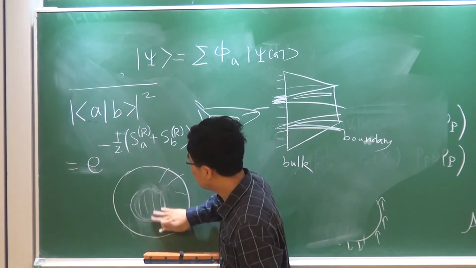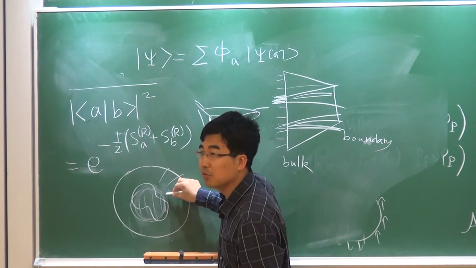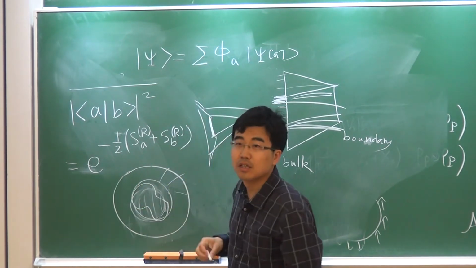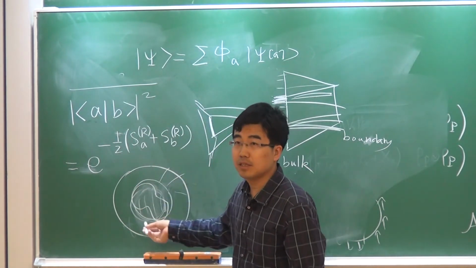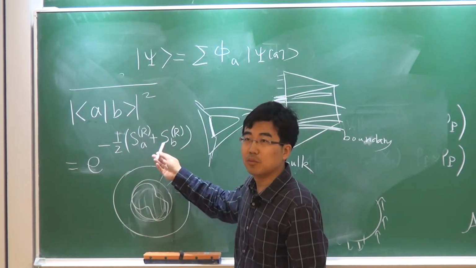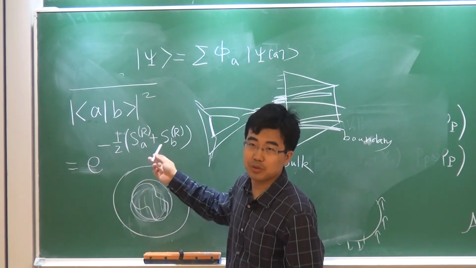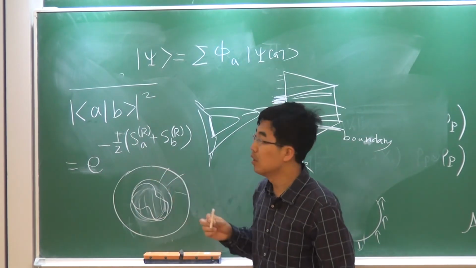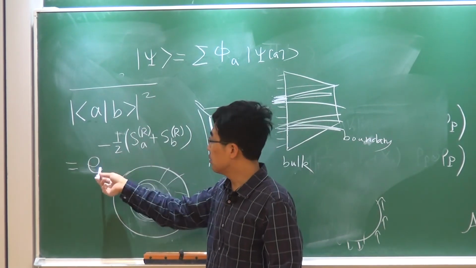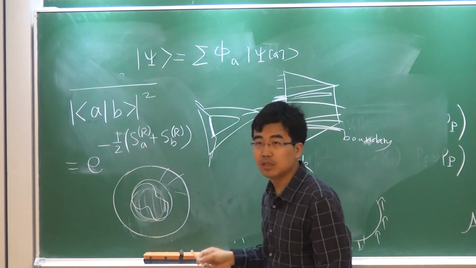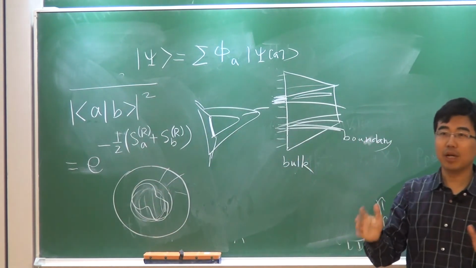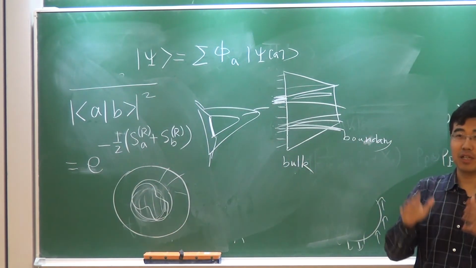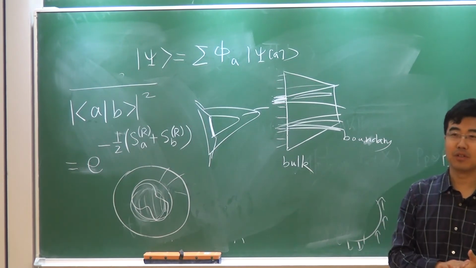And then you find the minimal surface that encloses this region. For example, if this region has a shape like this, then you find a minimal surface, and you calculate this area, or more generally the weighted area, which gives you some attribute in the two graphs, and you average over. So the overlap between two states is suppressed exponentially, but not by the volume of their difference, but by the area that encloses the region.